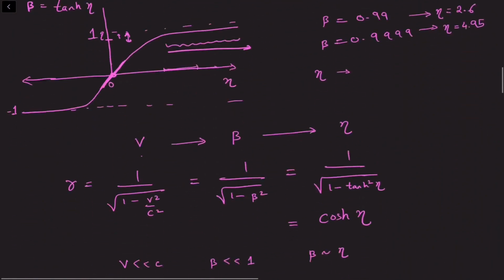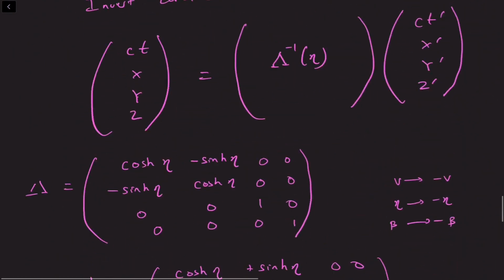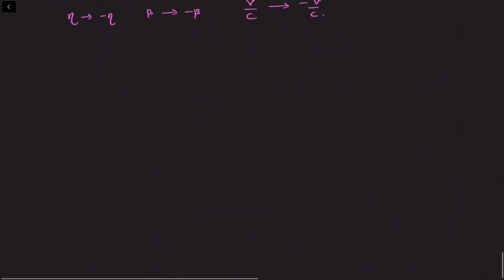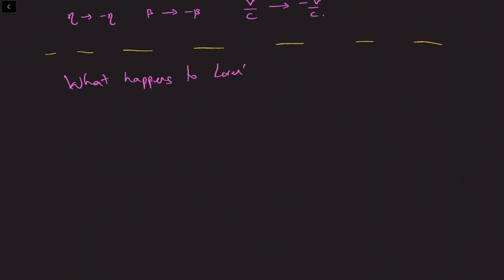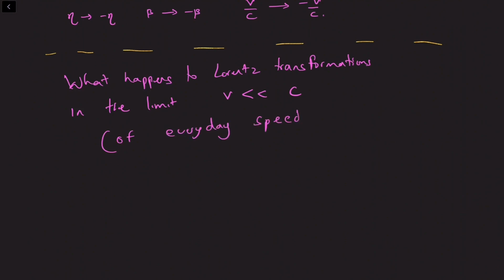So another interesting thing to do will be to ask what happens to Lorentz transformations, or this dictionary of special relativity, in the limit v much, much less than c, or equivalently in the limit of everyday speeds, speeds that we're familiar with on a daily basis.